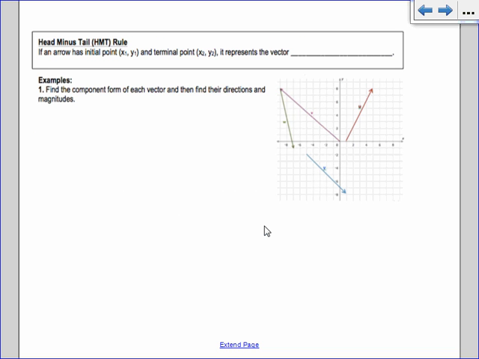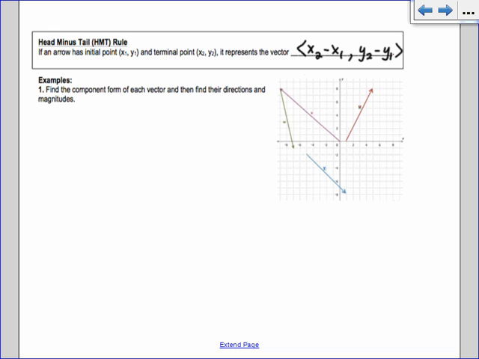All right, so the next part, it says the head minus tail rule. So it says if an arrow has initial point x1, y1, and terminal point, right, the terminal point on the ray, x2, y2, it represents the vector x2 minus x1, comma, y2 minus y1.